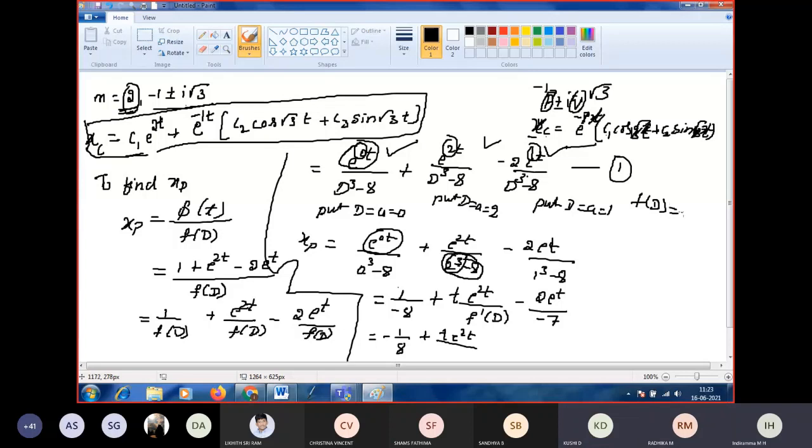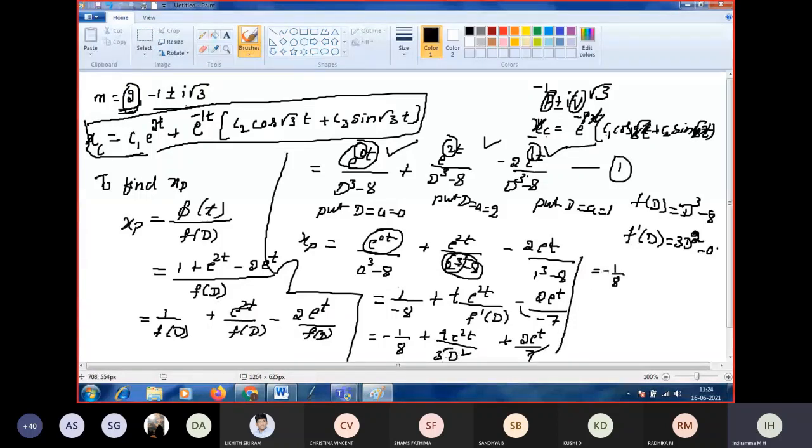f of d is d cube minus 8. So what is f dash of d? It is 3d square minus 0, so we got 3d square. So minus into minus gives plus 2 e power t by 7. Next, minus 1 by 8 as it is.